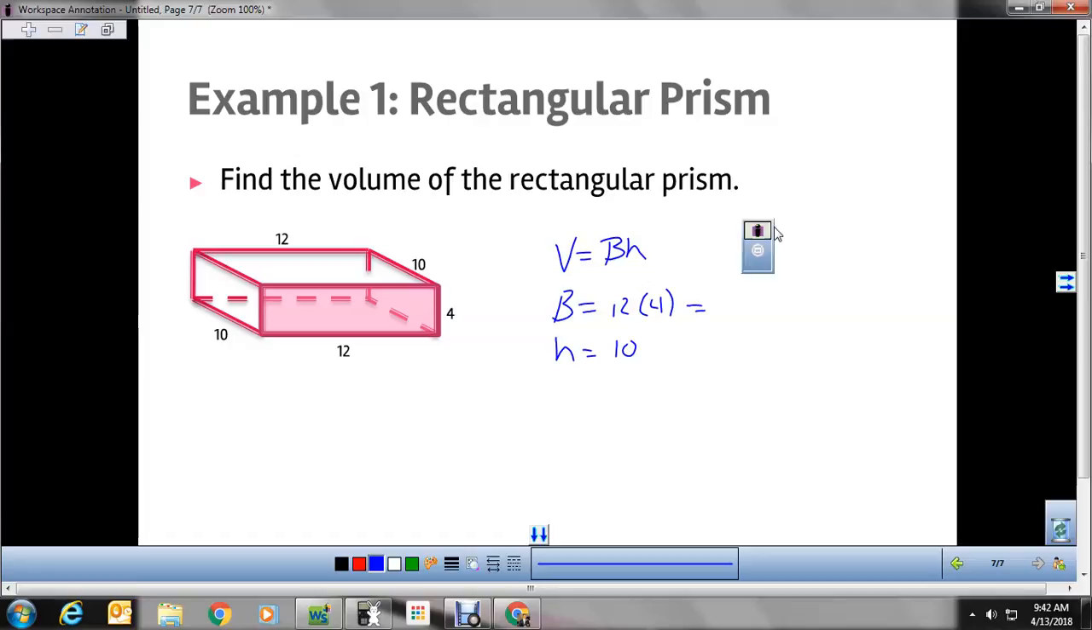12 times 4 is going to give us 48. And times 10 here, so volume is equal to 48 times 10, which is 480. This would be units cubed. Remember, volume is units cubed, so here we have 480 units cubed. If they don't give you the units, it would just be like this. If it's millimeters, it'd be millimeters cubed.